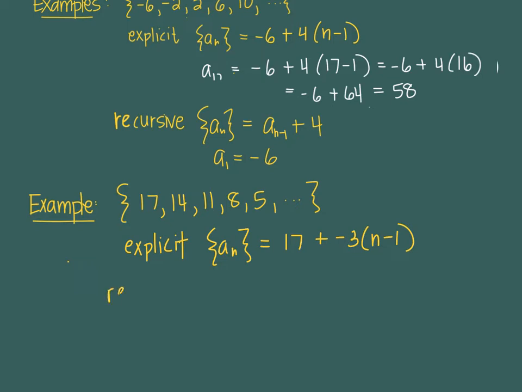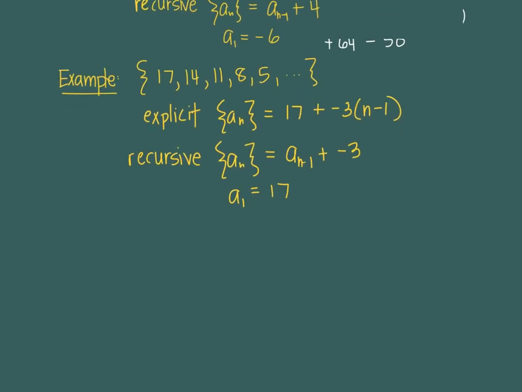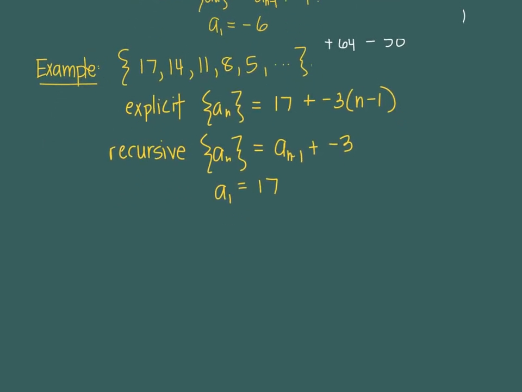The recursive would be written as a sub n minus 1 plus the difference of -3, and the first term starts with 17, so you would write it that way. Okay, one more example in this little set.